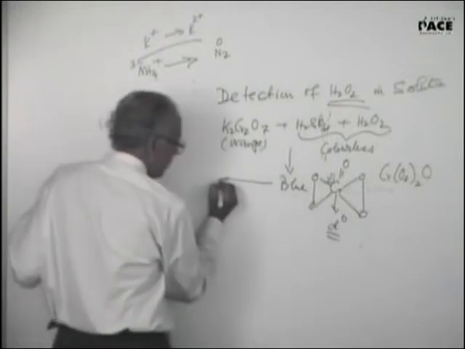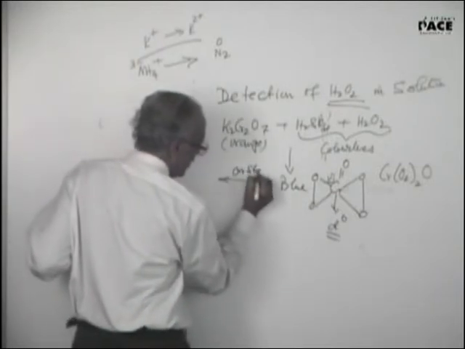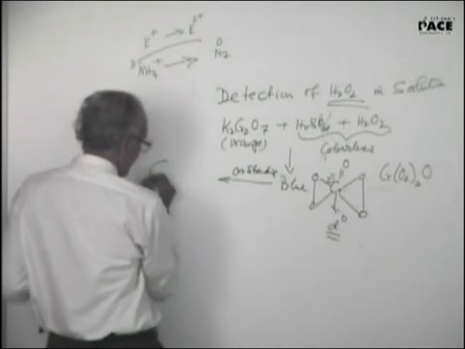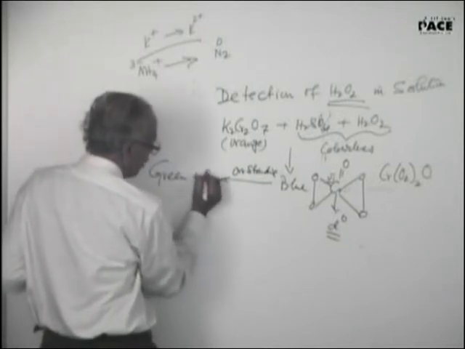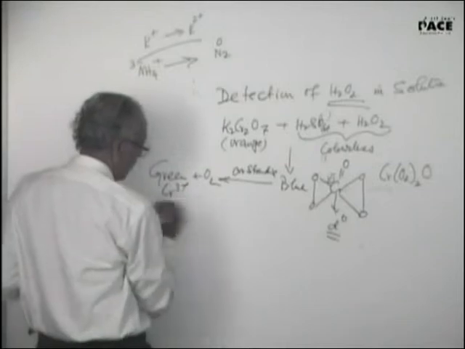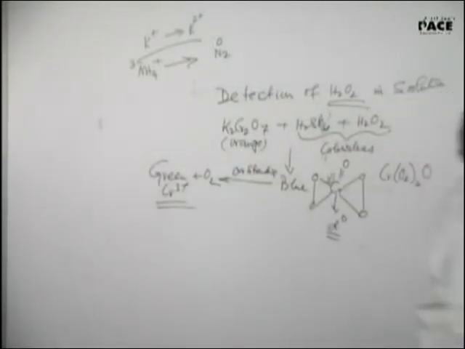The blue solution on standing changes to green plus oxygen, and green is chromium 3. So the complex decomposes on standing to chromium 3 and oxygen is evolved. So if I have a blue color from potassium dichromate in the presence of sulfuric acid, I will know that hydrogen peroxide is present in the solution. That is a characteristic test for hydrogen peroxide.